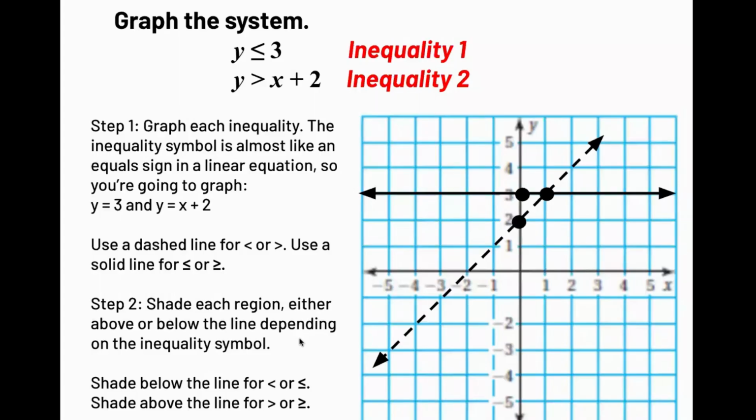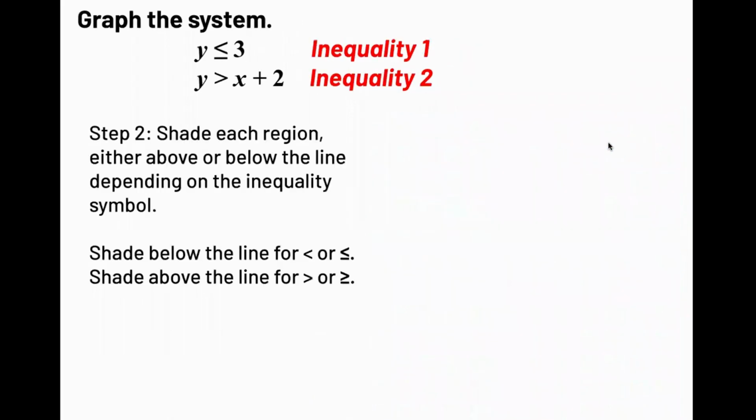Now we're going to be moving into the shading portion. For step 2, you're going to shade each region either above or below the line depending on the inequality symbol. One thing to remember is that you're always going to shade below the line if it's less than or equal to, and you're going to shade above the line if it's greater than or equal to. So let's go ahead and look at our first line, which is y is less than or equal to 3.